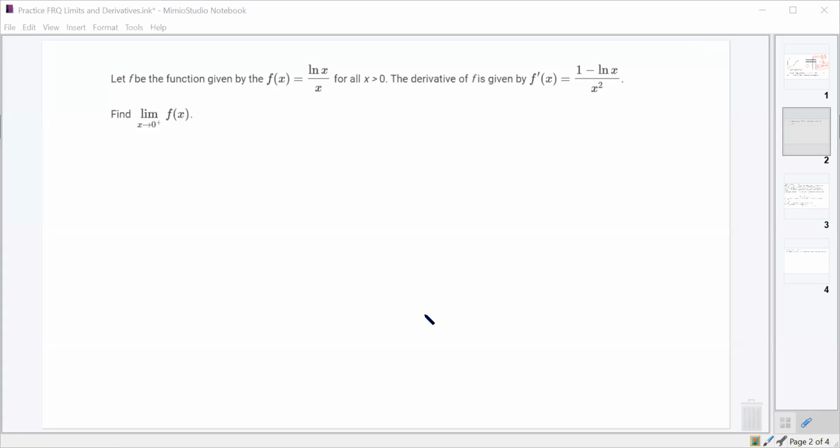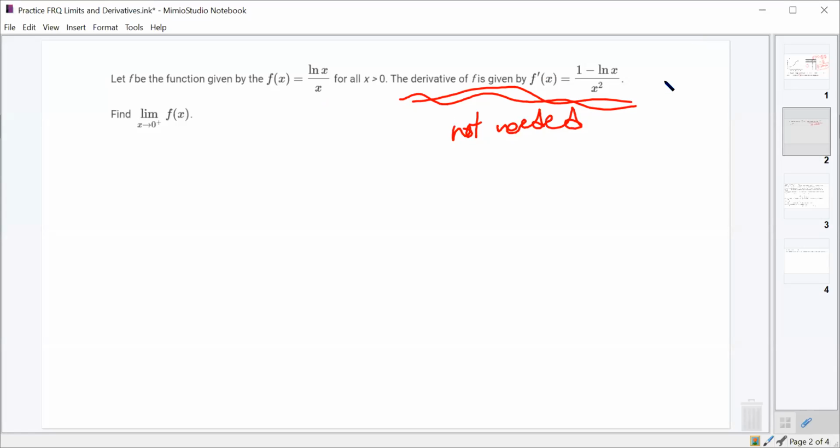So we're given the function, and all we're asked about is the limit as x approaches 0 from the right of that function. Is the derivative of this necessary information? No, we don't even need this. Now, on the AP test, they may sometimes give you unnecessary information, or they may give you this information and then later in a problem require you to use it. But it's important that you can weed out what's important and what's not. So we don't need to worry about what the derivative of this function is at all.